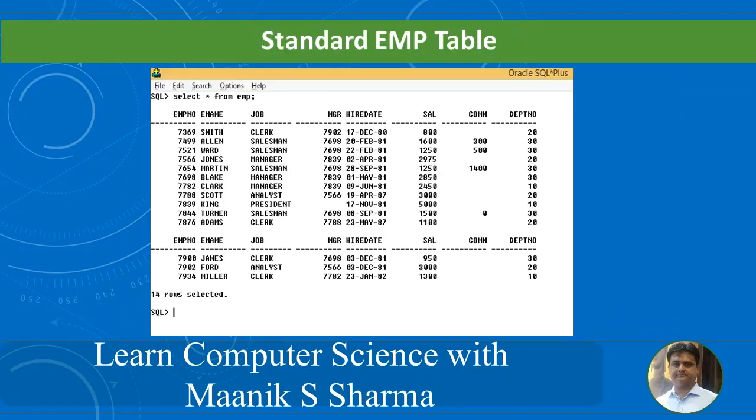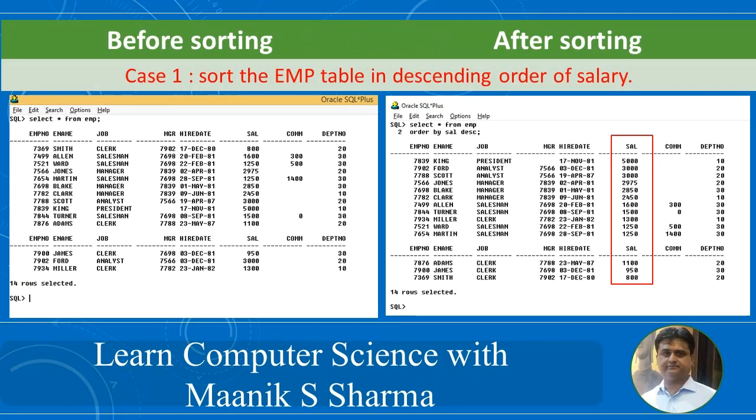To understand the working of this clause, let's consider one of the standard tables well known as the EMP table. In this session, two different cases, one for ascending and the other for descending, have been taken. Case 1. How to sort the EMP table data in descending order of salary. For this, we need to write the query as select star from EMP, order by sal, DESC, semicolon. It will sort the data in descending order of salary.